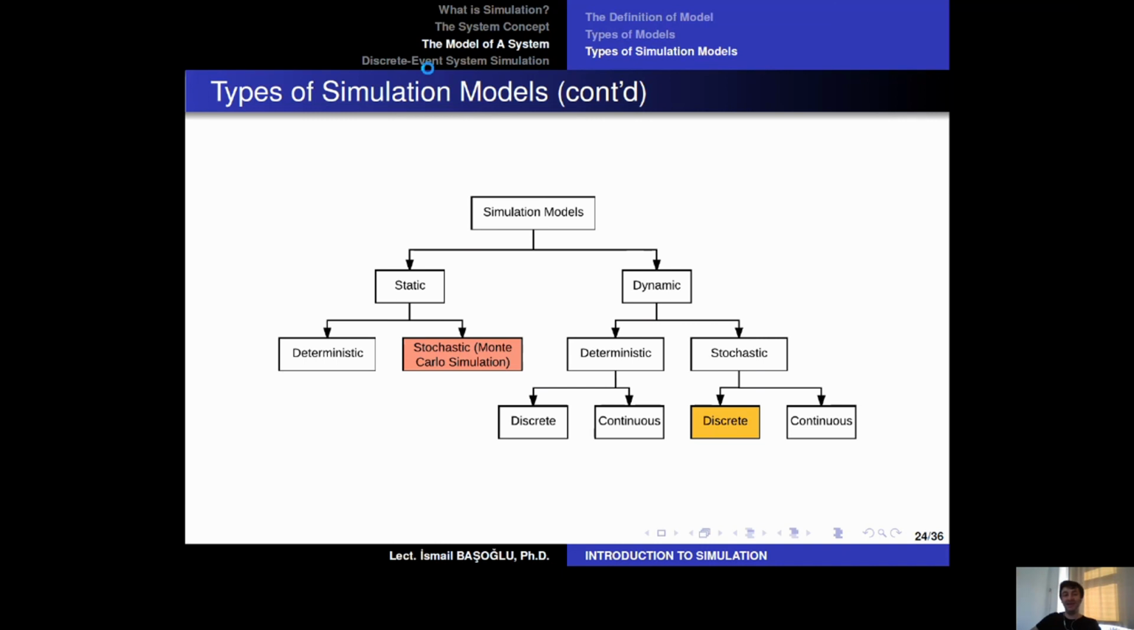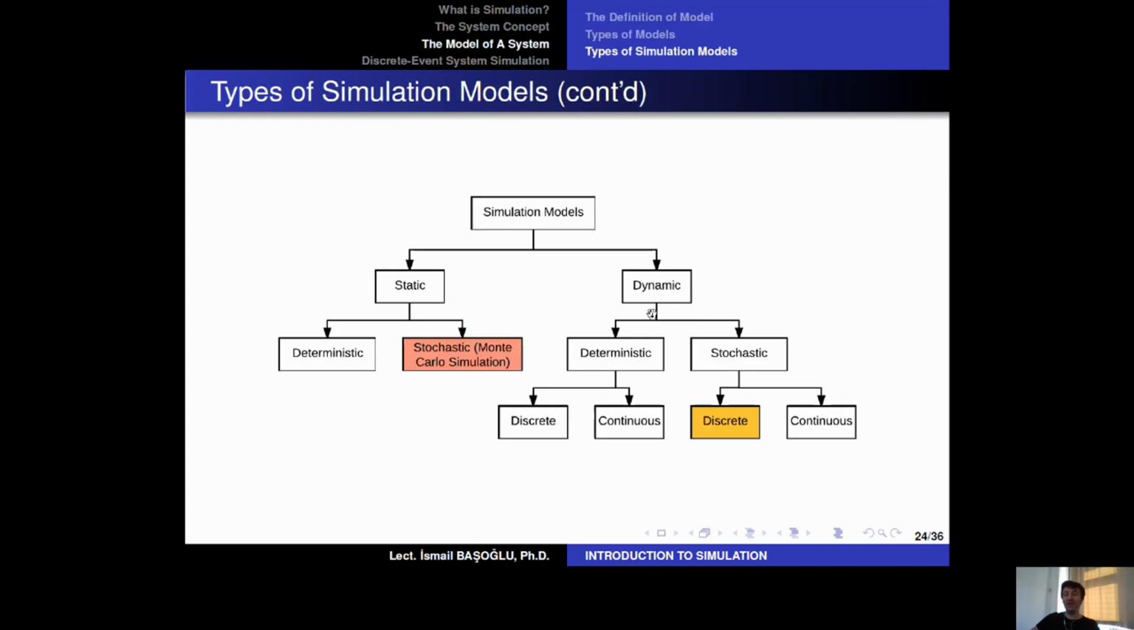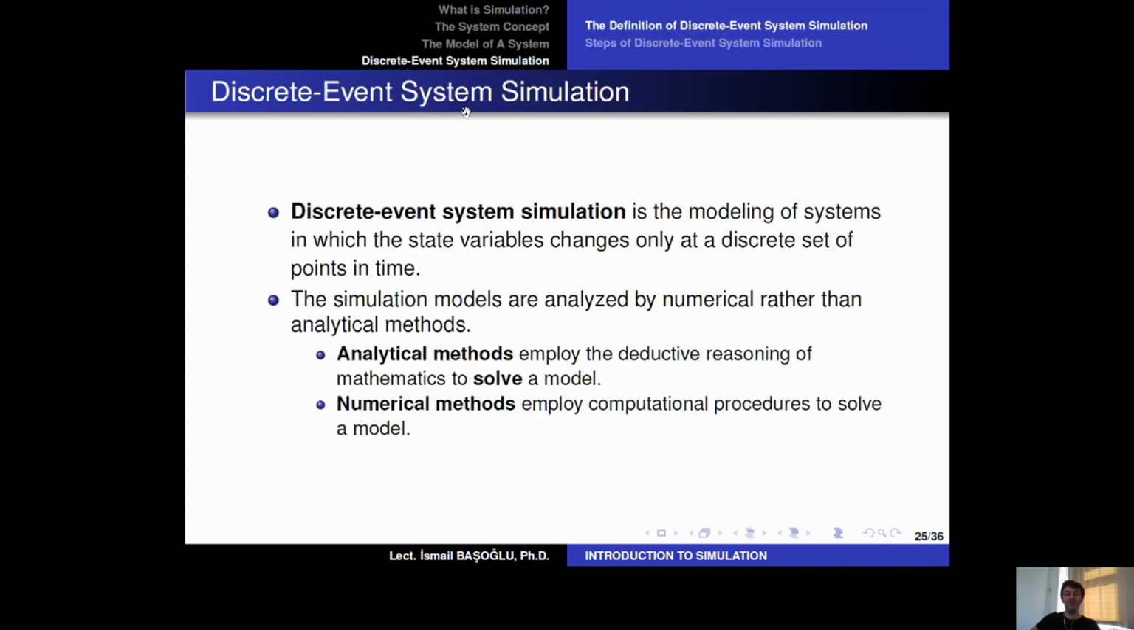That is the last header of this presentation file. What is a discrete event system simulation? A dynamic, stochastic, and discrete type of system simulation is basically a discrete event system simulation. We are going to explain this final part in our next video.